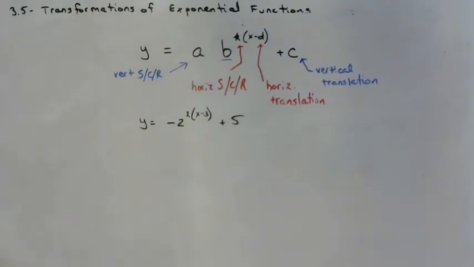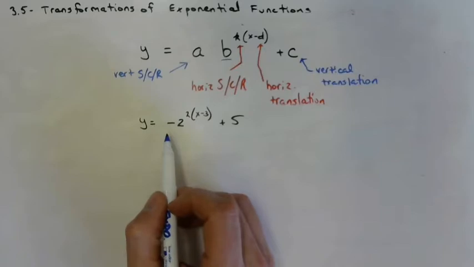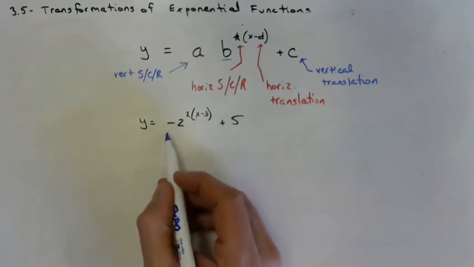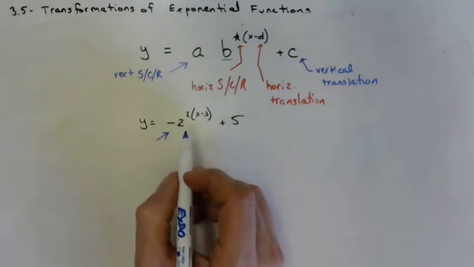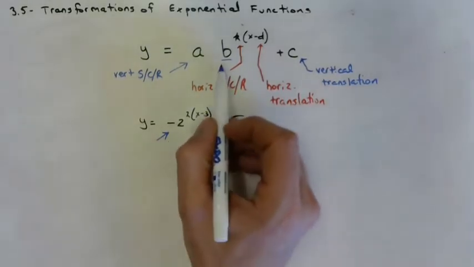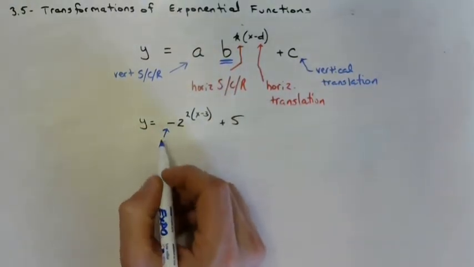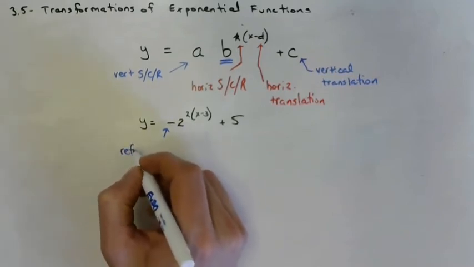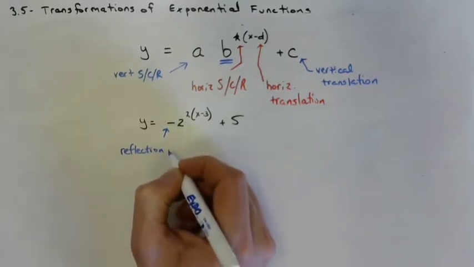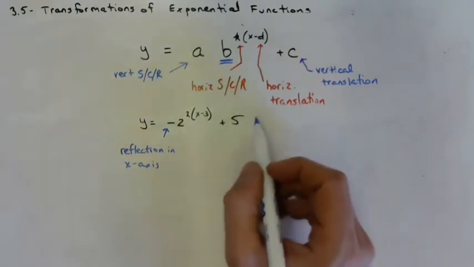First thing we want to do is identify what these things are going to do. So let's be specific. We have an a value of -2. So what is that going to do? Vertical stretch by a factor of 2. Oh, careful, I misspoke. What is this actually? The base. It's the base. So what is a? It's just -1. So what does it do? Reflection in the x-axis. Good.